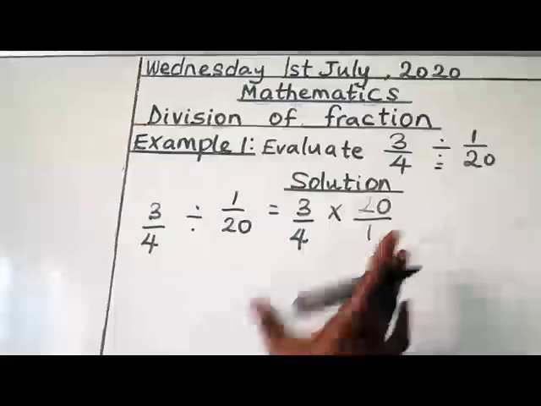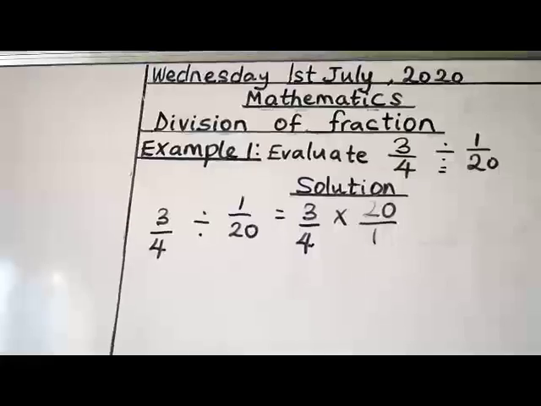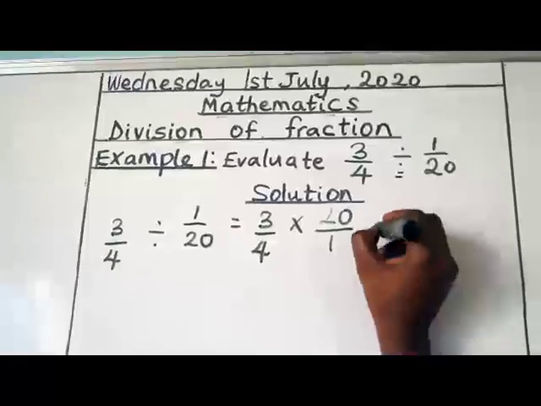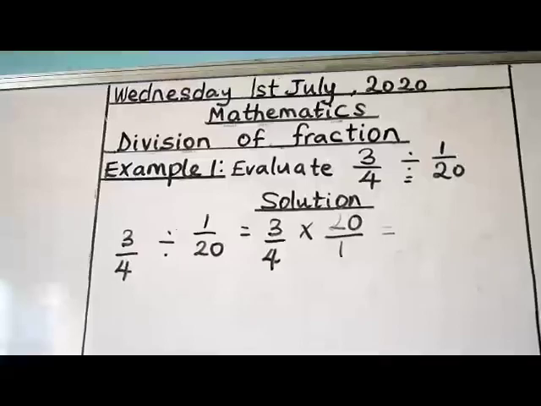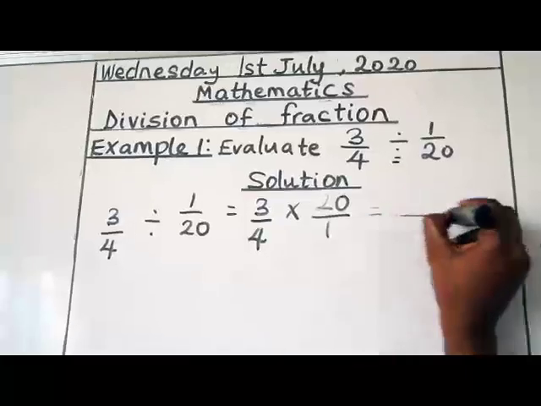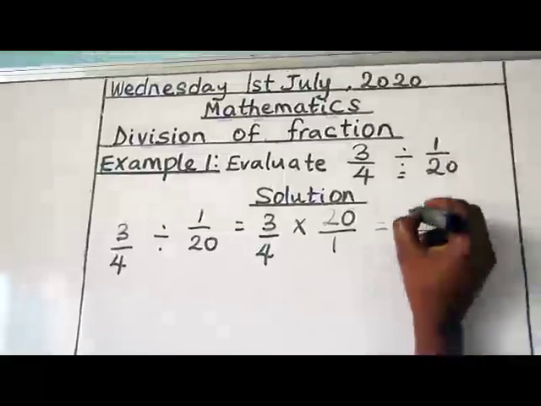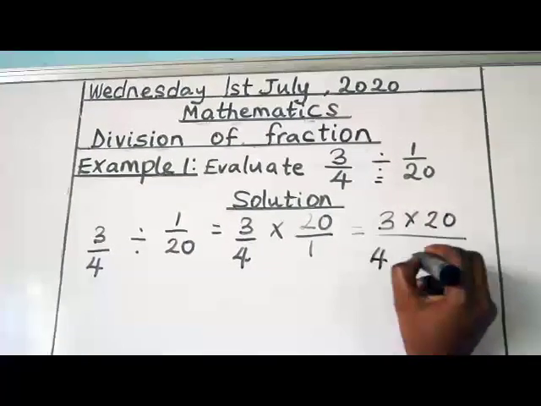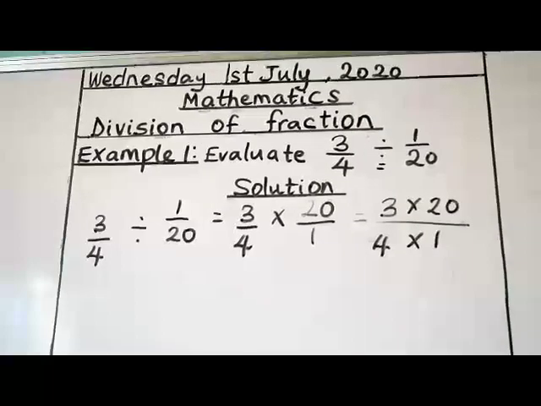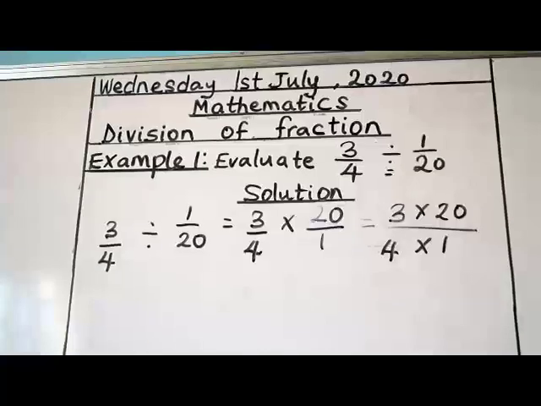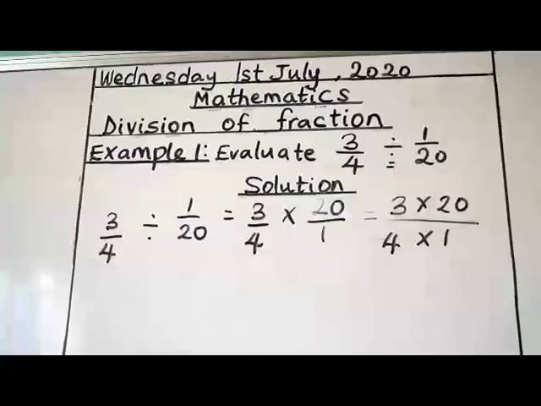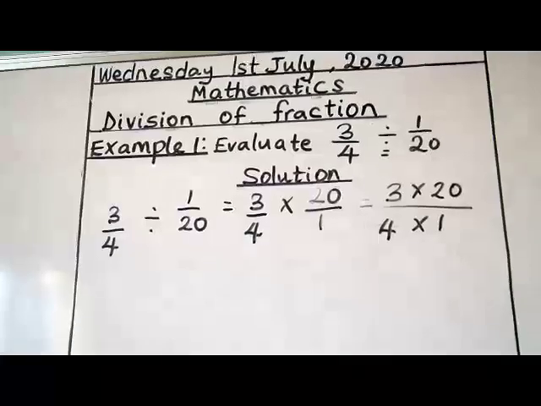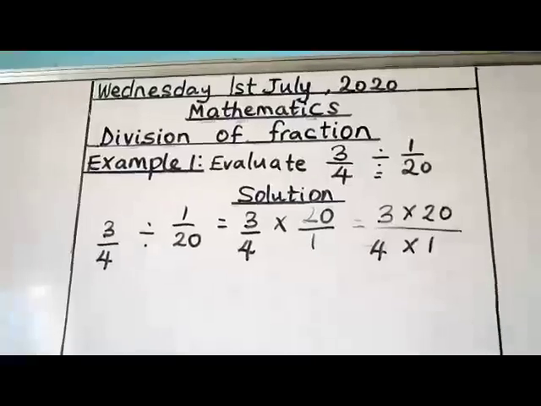Now, after getting to this point, I want to believe that everybody can solve it from here. You remember in the last class, I told you that to solve a fraction like this, all you need to do is to get a straight line, bring all your numerators together, and bring all your denominators together. Can you see that? Now I have 3 multiplied by 20 as a numerator and 4 multiplied by 1 as a denominator.